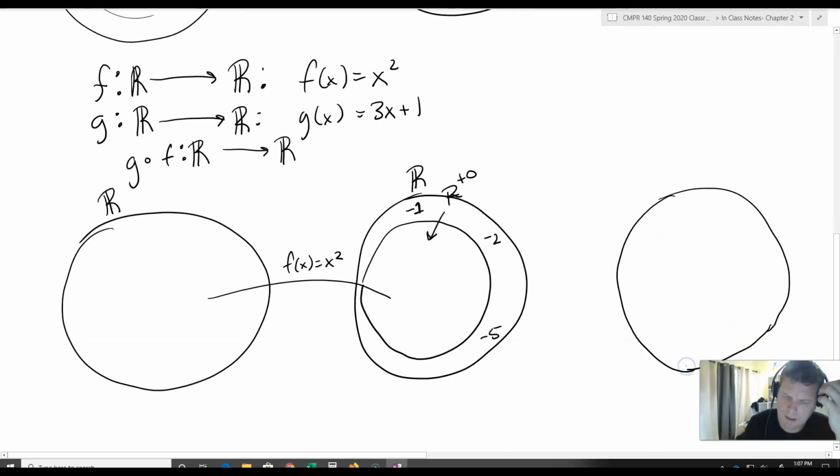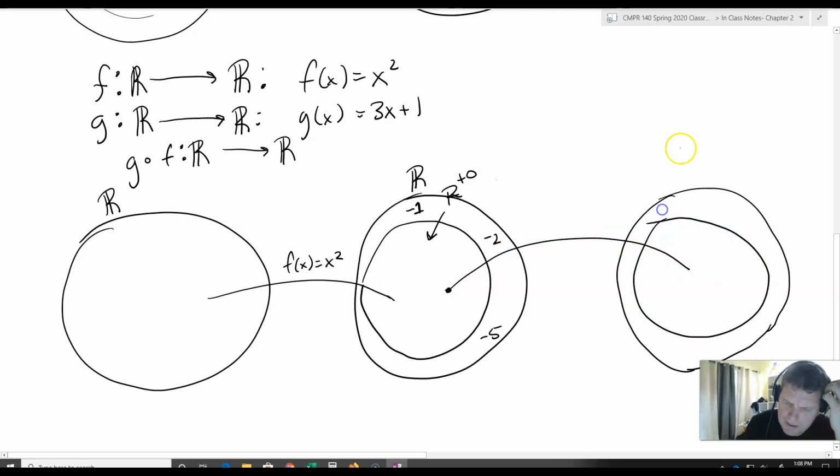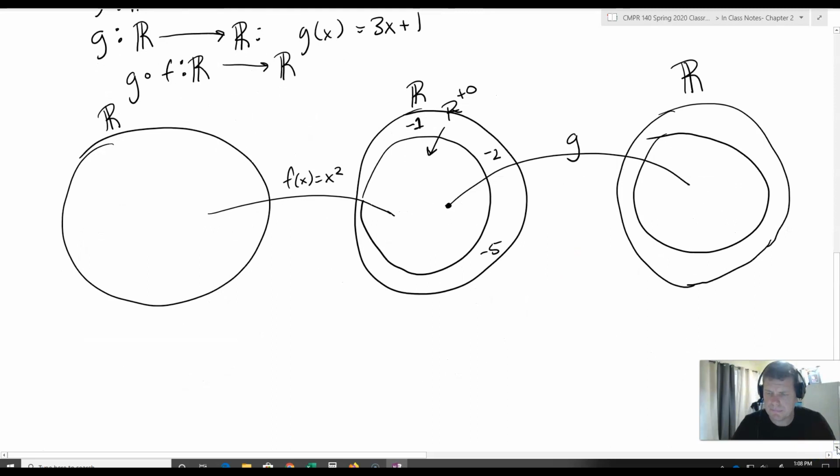Next up, I'm going to pull from all the positive values and use g, and that's going to then also restrict R. So I'm going to pull here, use g, and it's going to restrict R. Let's look at what that looks like. For example, we know that 3x plus 1 is going to multiply x by 3.